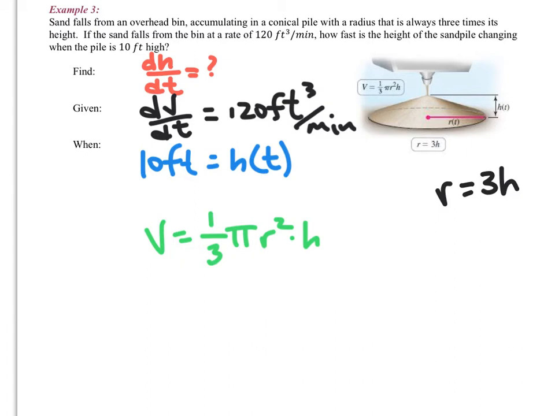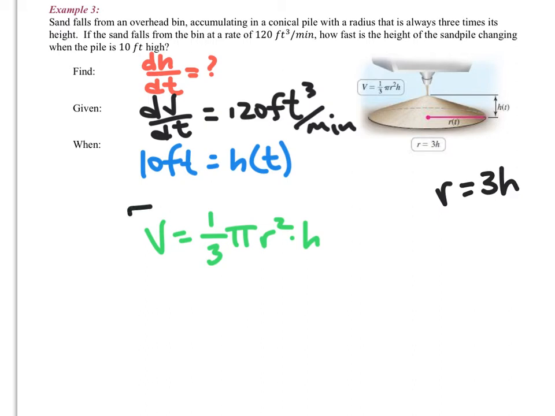Let's look at what we're given. If the sand falls from the bin at a rate of 120 cubic feet per minute, how fast is the height of the pile changing when the pile is 10 feet high? Okay, so I've laid out what we need to find, what we're given, and when it would happen.